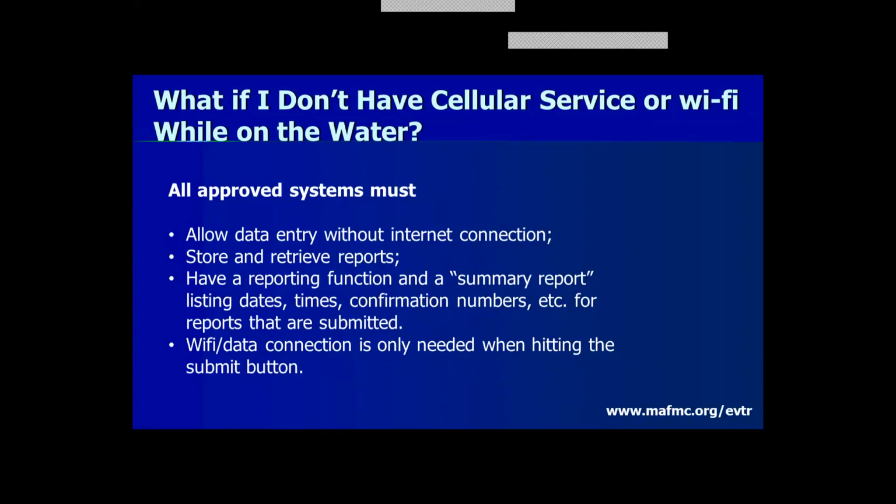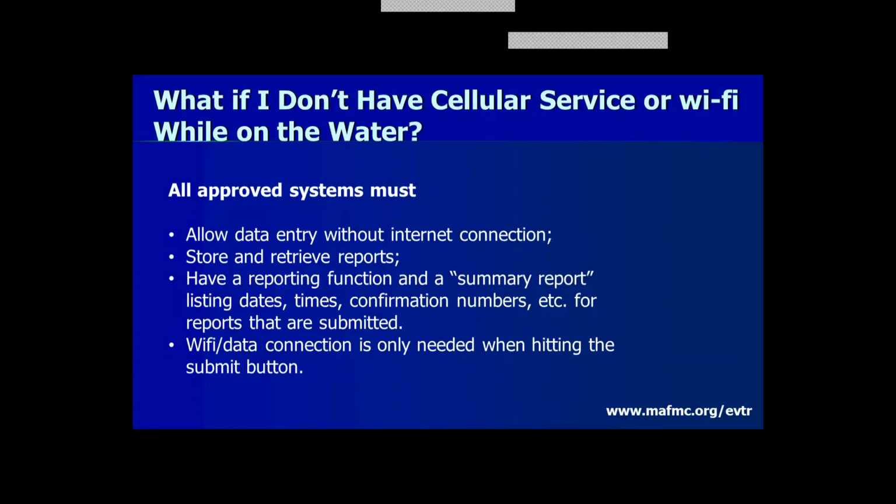So a couple of very quick questions that are commonly asked. What if you don't have cellular service or Wi-Fi while on the water? All systems that are approved by NOAA must allow data entry without an internet connection. They must store and retrieve reports, and then also have a reporting function and a summary report listing the dates and confirmation numbers and everything else.